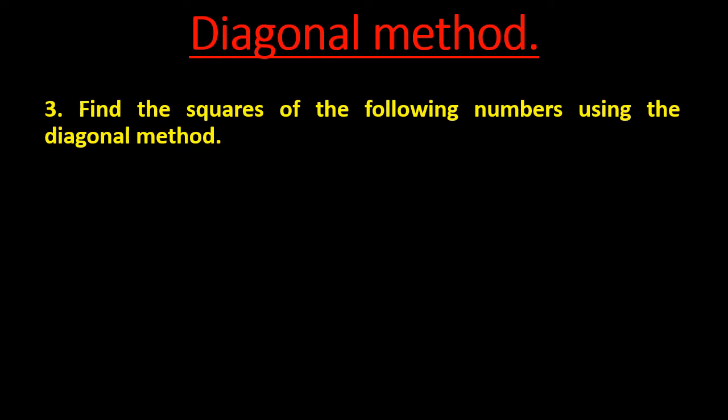In this video, we will discuss the diagonal method. This method is used to find the square of a number. The question that may come will look like this: Find the square of the following numbers using the diagonal method. So let me find the square of 27 using this diagonal method.